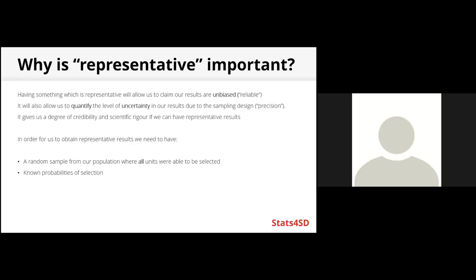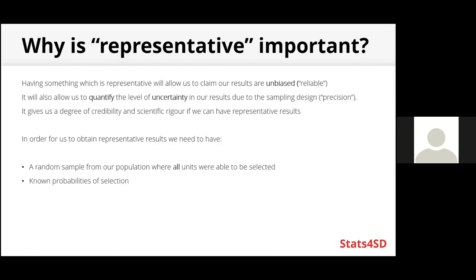And so in order to be able to obtain these representative results, we need two key criteria. The first is a random sample from our population where all of the possible units were able to be selected. So it doesn't matter if some are more likely to be selected than others, as long as it was possible in the process that everybody could have been selected. So this is why the second thing we need is the known probabilities of selection. We need to be able to quantify, okay, how likely was it?